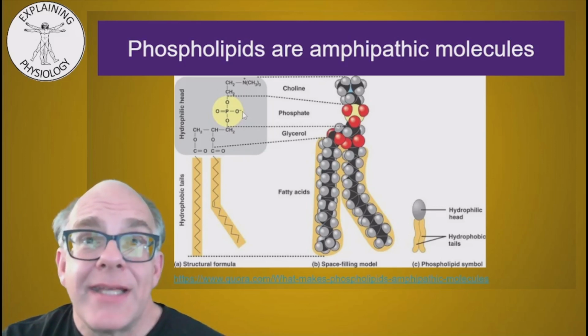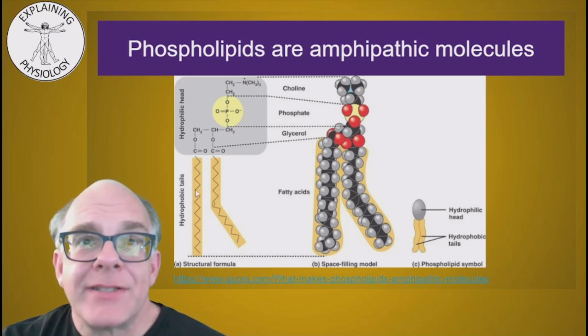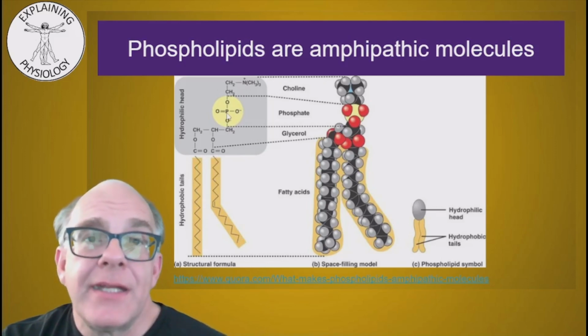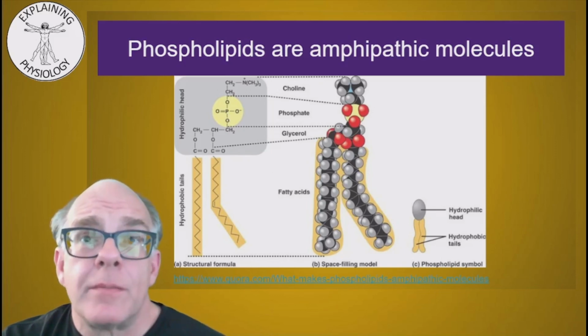And so as an amphipathic molecule, we're going to have the hydrophobic fatty acid tails, and then we're going to have that hydrophilic phosphate-containing head. And so we've got both of the characteristics within this molecule.